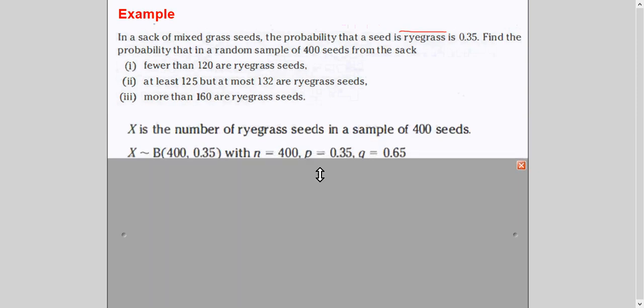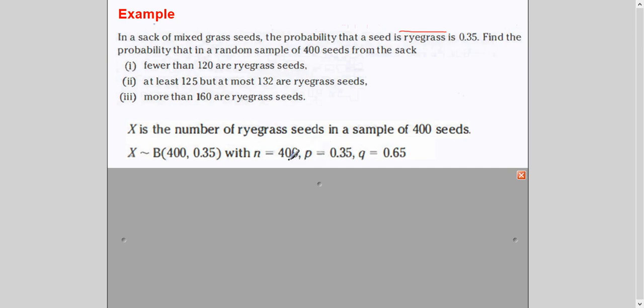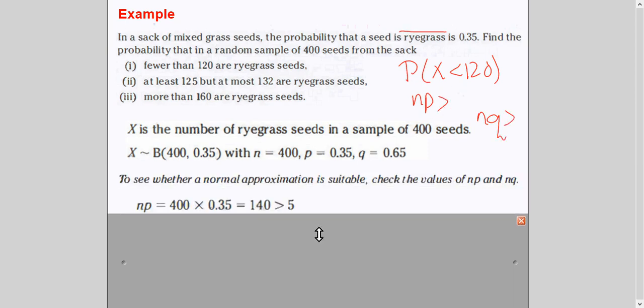Now, if I write it in the mathematical form, n is 400 and the probability that it is ryegrass is 0.35. I have to find the probability of x less than 120. You can imagine if you apply the binomial distribution, how long it will take. So the first thing that comes to mind: why not use normal approximation? We will check the conditions np and nq, and if both are greater than 5, I can apply normal approximation.